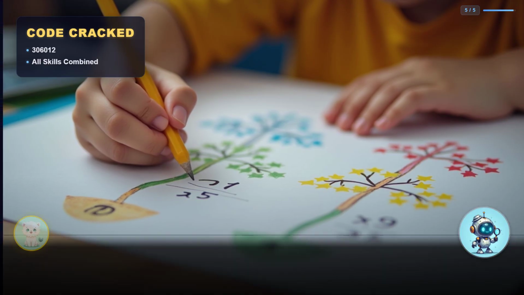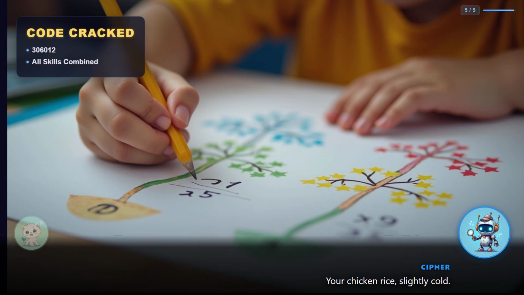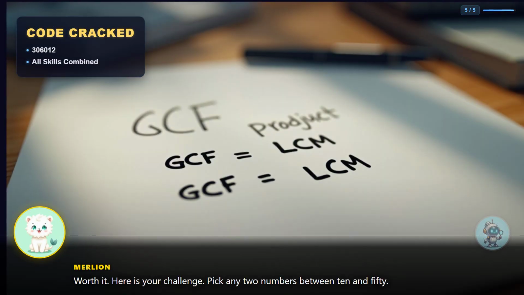30601. 30601. Your chicken rice, slightly cold. Worth it. Here's your challenge.